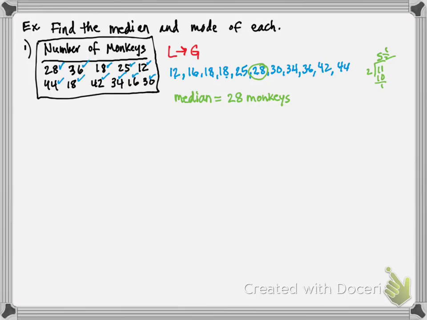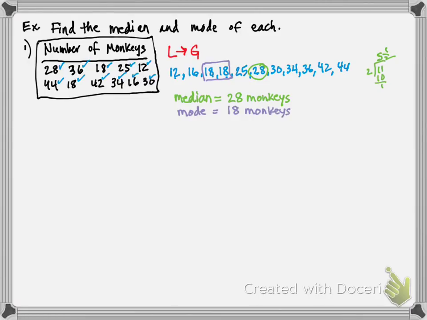Next guy, I want to see if I have any repeaters. And I do notice I have 18 shows up twice. Everything else shows up once. So that's my mode. So what I love about mode, it's the only one you don't need to calculate.